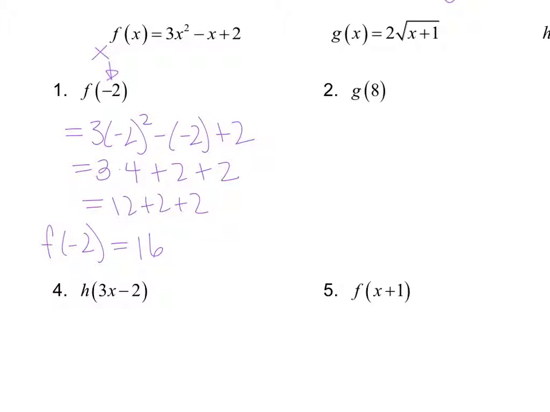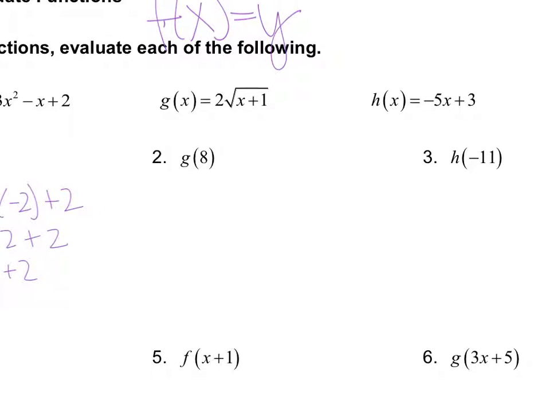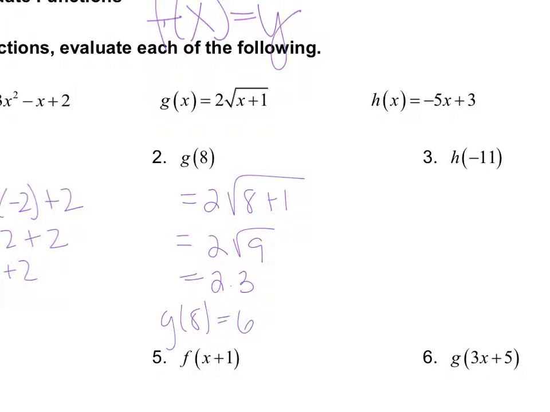All right, so then if we go to number 2, notice that it says we are using g. So we're going to make sure that we use g of x. And we're just going to plug in 8 everywhere we see an x. And then just follow the order of operations. 9 is a perfect square, so 2 times 3. So g of 8 equals 6. All right, let's do number 3.